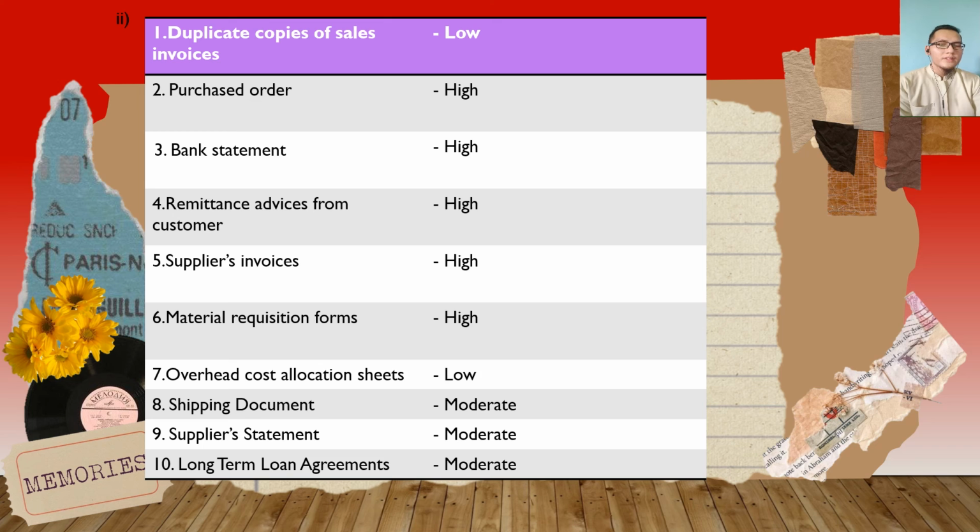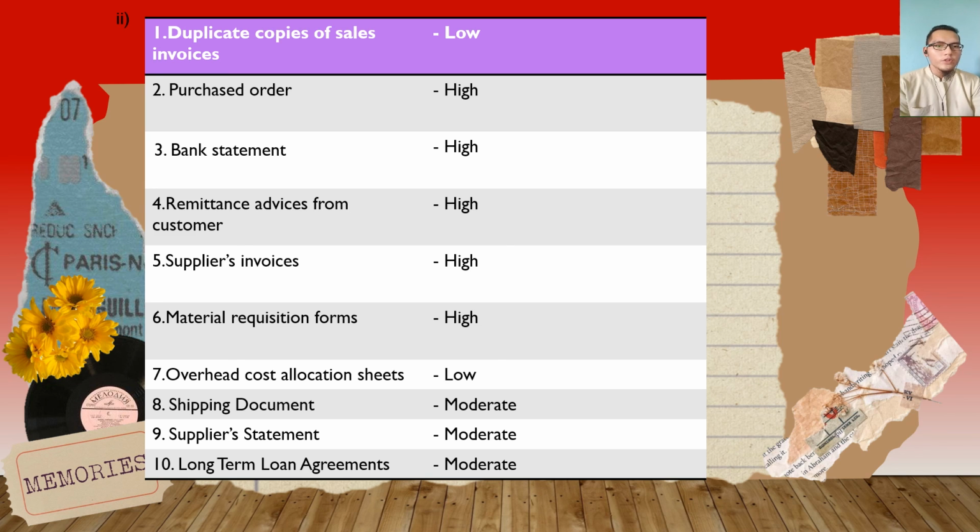The fifth one is the supplier invoice, which also has high reliability. The sixth one is material requisition form, which also has high reliability. The seventh one is overhead cost allocation sheet, which has low reliability. The eighth one is shipping document, which has moderate reliability. The ninth one is supplier statement, which also has moderate reliability.